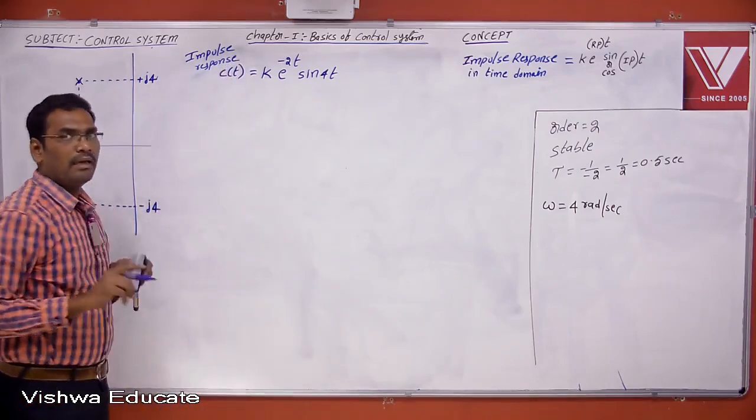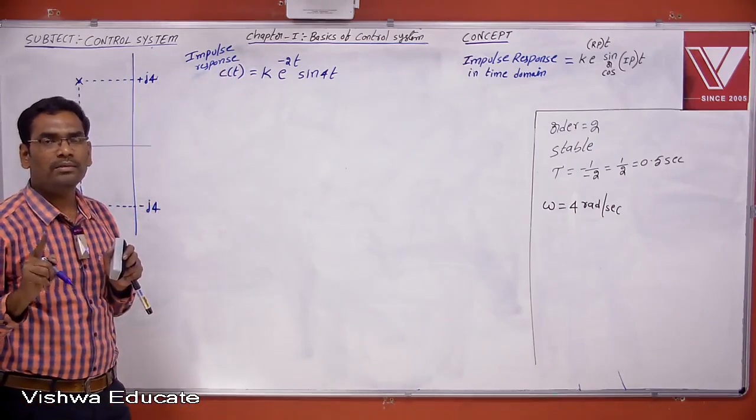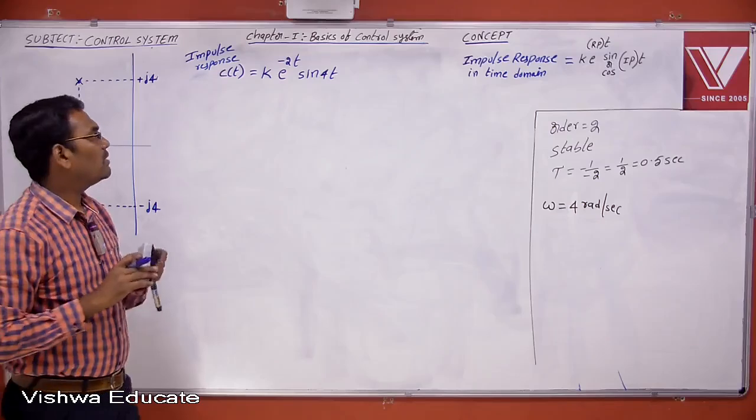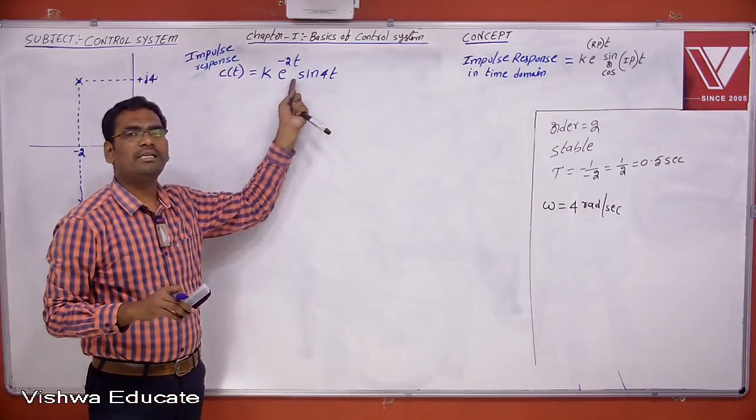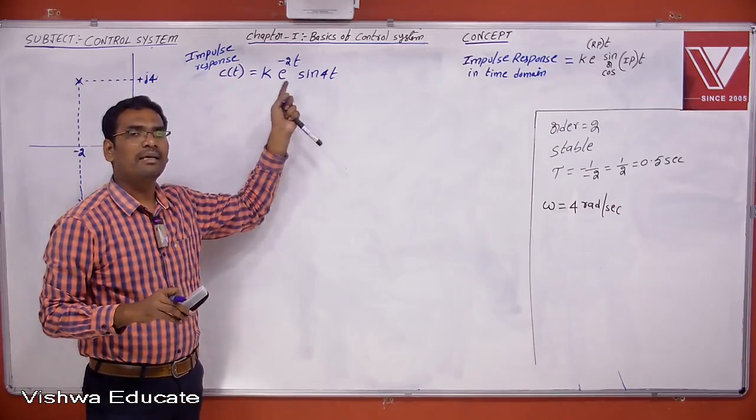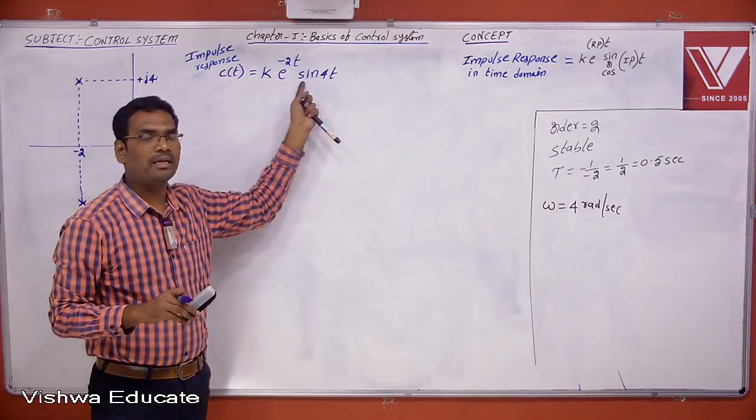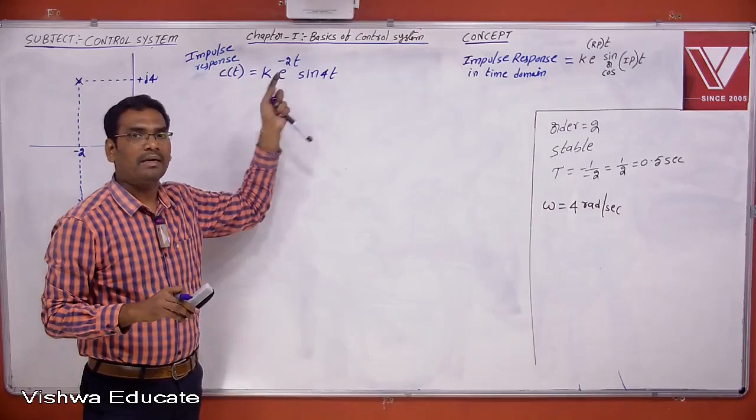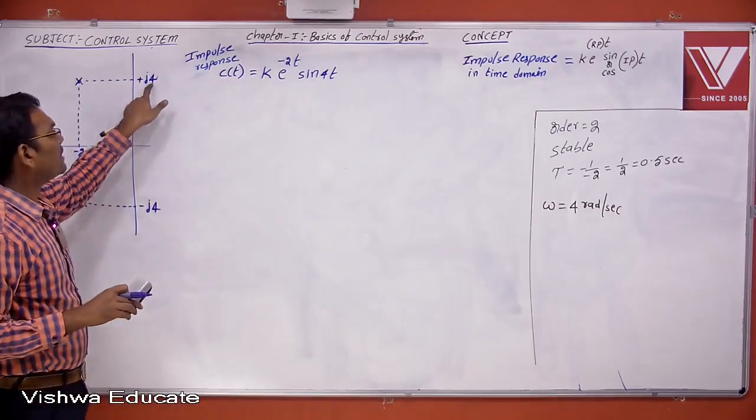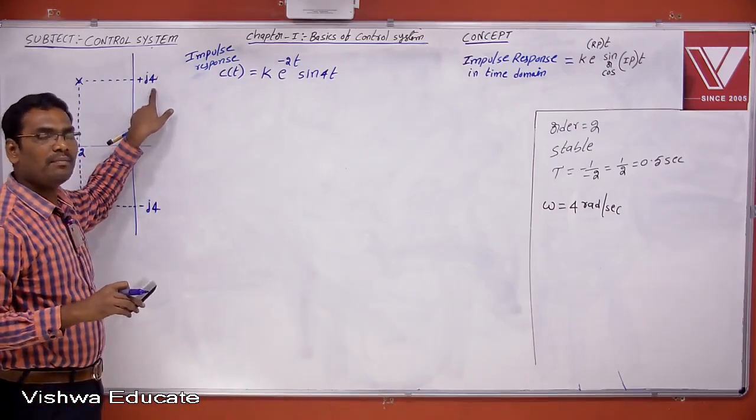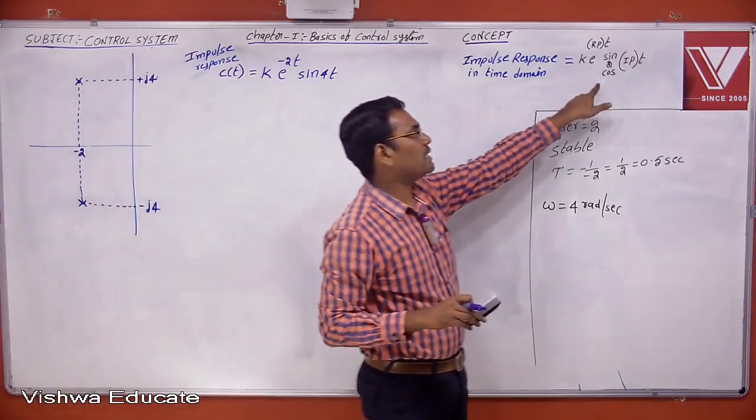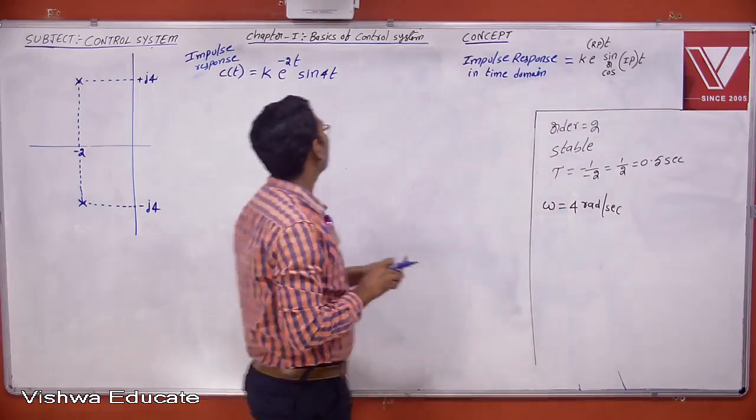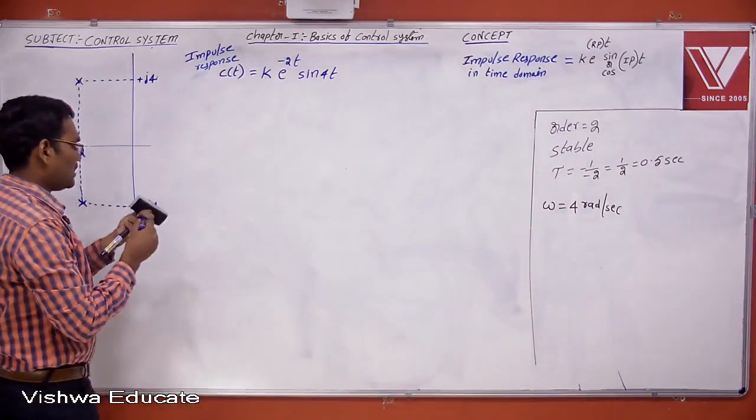That's what I'm saying. In all the previous problems you observed, there is no sine or cos term. Why? Because in all the previous problems there is no imaginary part. But in this particular problem, there is an imaginary part. When there is an imaginary part, there is a frequency of oscillation, and definitely there is a sine or cos term.